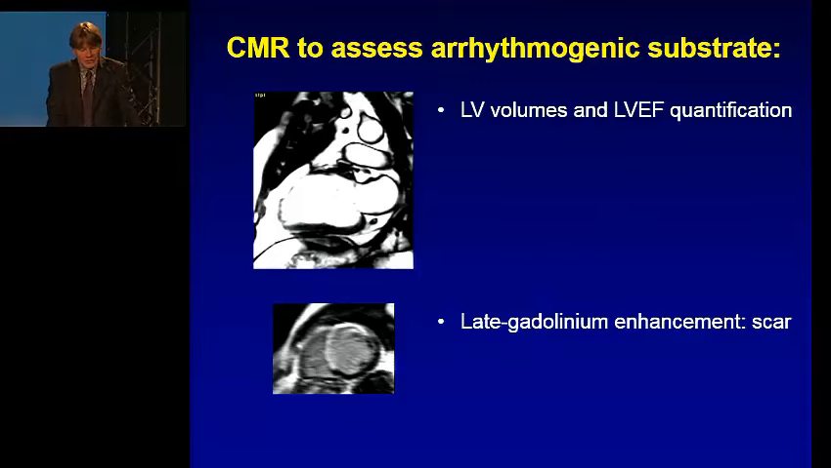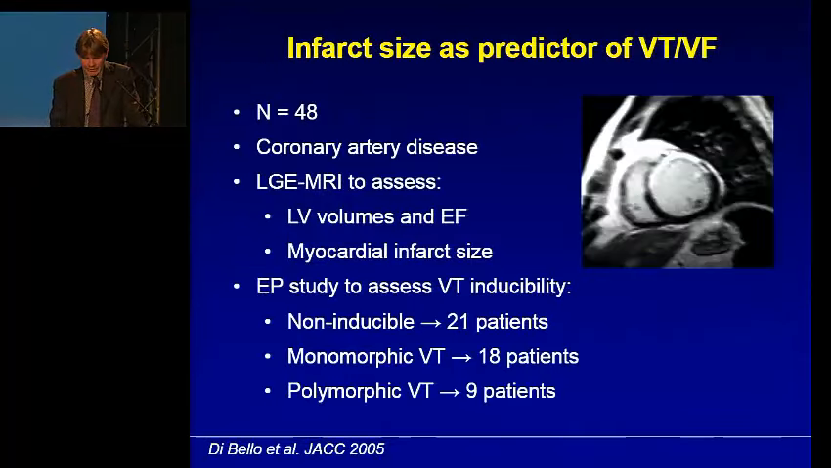CMR, to assess arrhythmic substrates, is providing LV volumes and LV ejection fraction, what we need, but they also use late gadolinium enhancement, which highlights only the scar. And the scar is colored in white, as you see on the bottom left. So the scar area is the target.